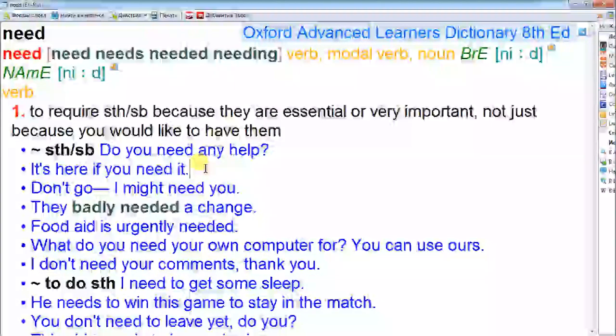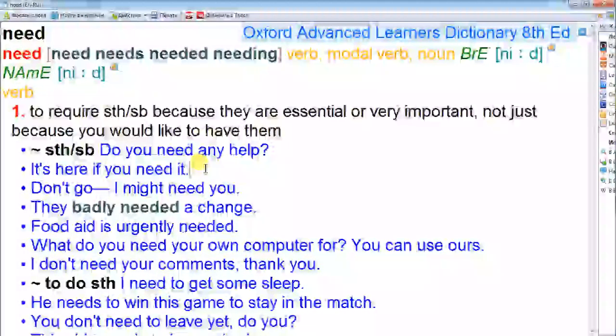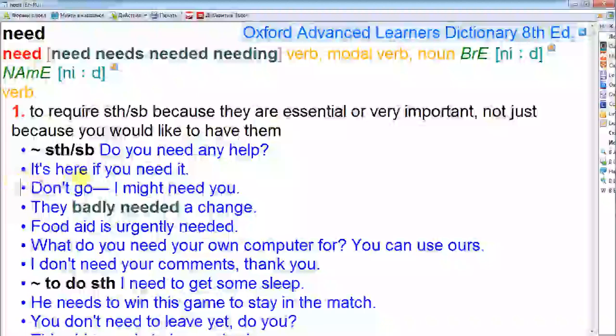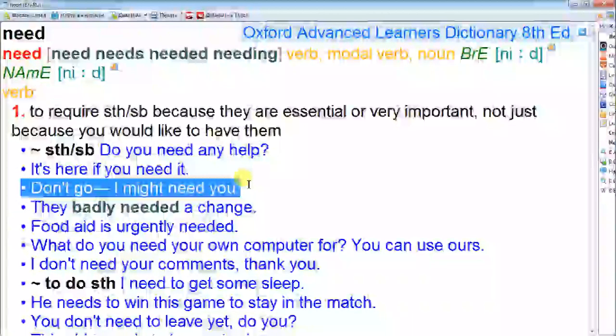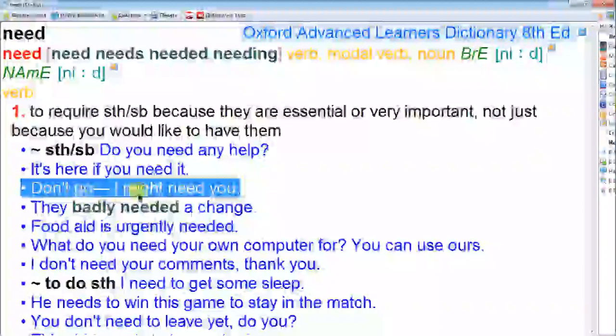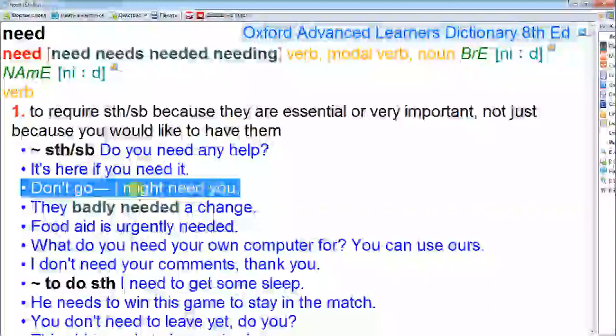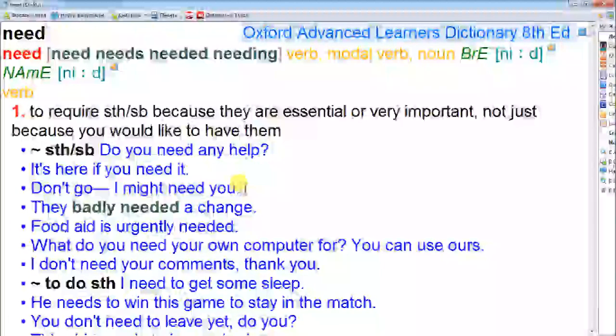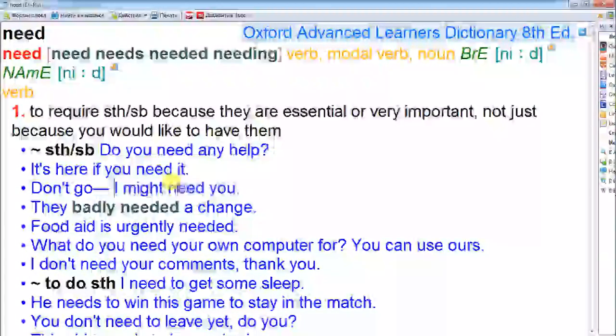Sir, now you tell me. I need a red pen. That's right. I need a red pen. Hey, don't go. I might need you. Can you translate? Don't go. I might need you. Don't go. I might need you.